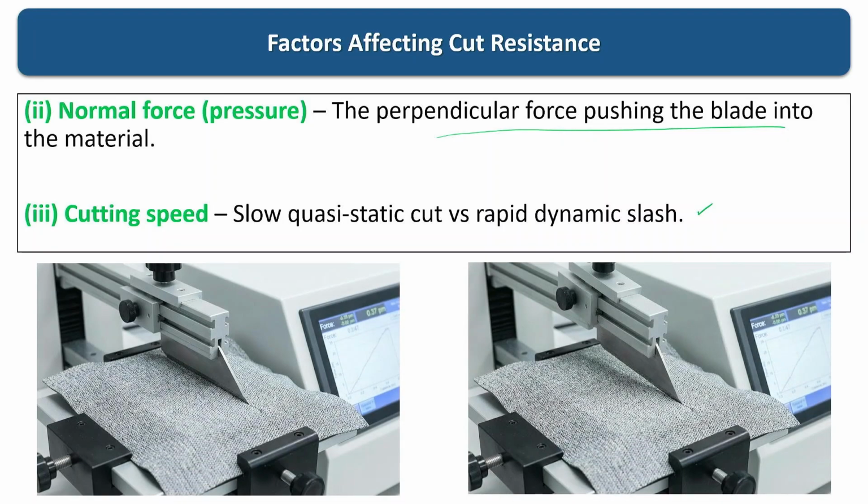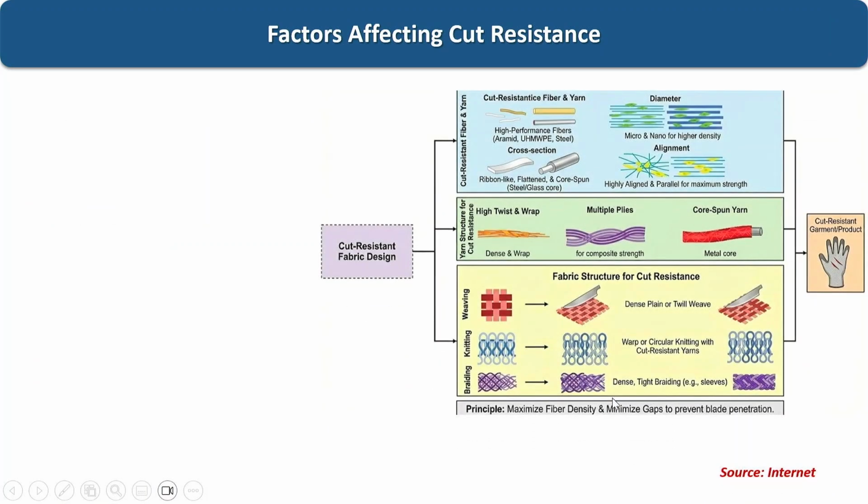Here we can see one direction where only the tip is in contact and it is cutting at slow speed, or the total blade is in contact. So, the cutting angle is there and it is moving at slow speed, and if we change the cutting speed, the cutting performance will change, the cut resistance characteristics will change. The fourth factor is the fiber orientation and fabric structure.